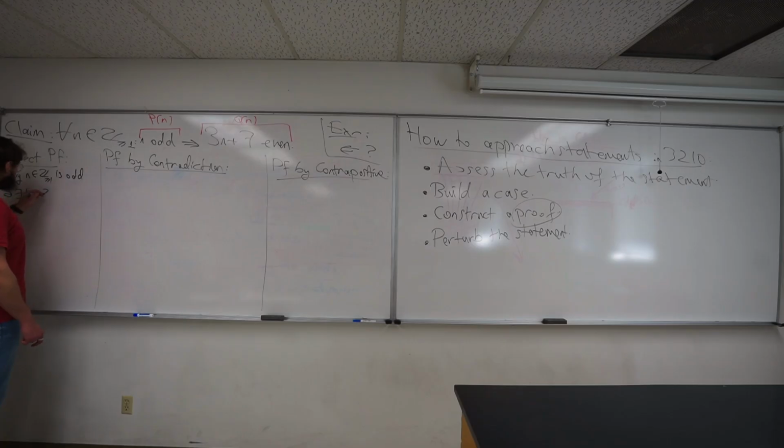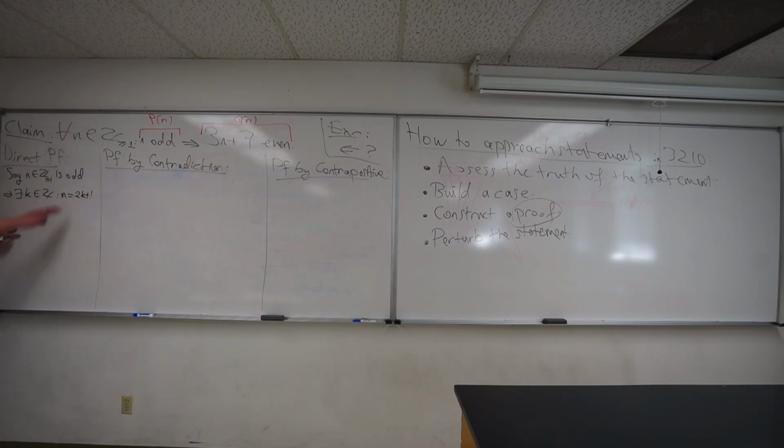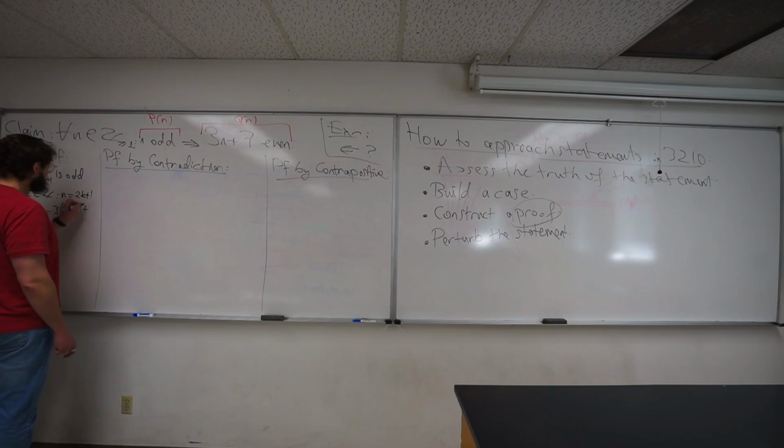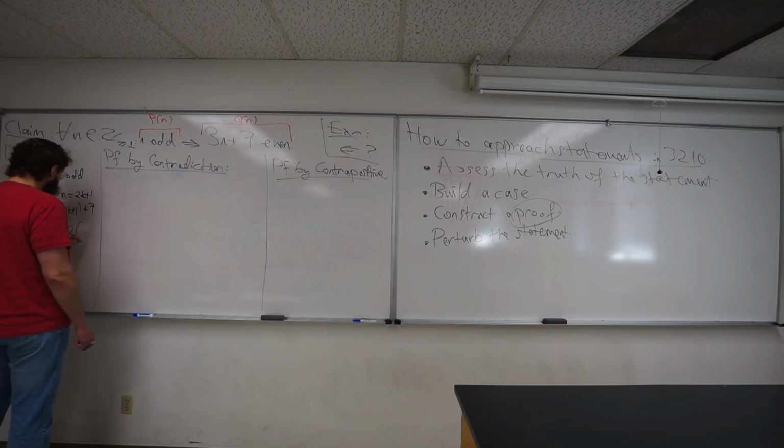So there's a k, an integer, such that n equals 2k plus 1. I just use the definition of a number being odd. Then I plug it into this thing. So 3n plus 7 equals 3 times (2k plus 1) plus 7 equals 6k plus 10 equals 2 times (3k plus 5).